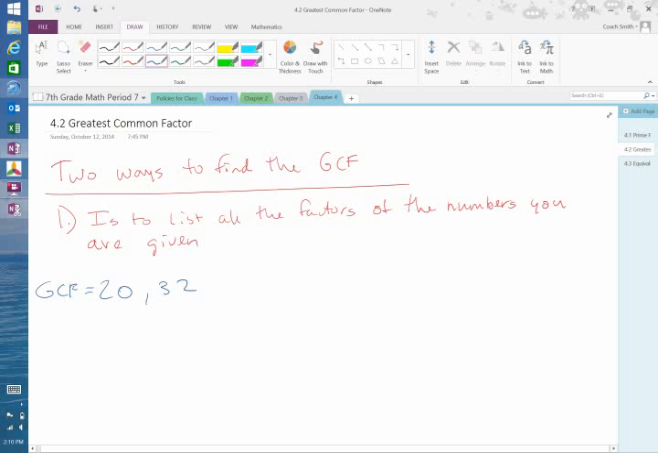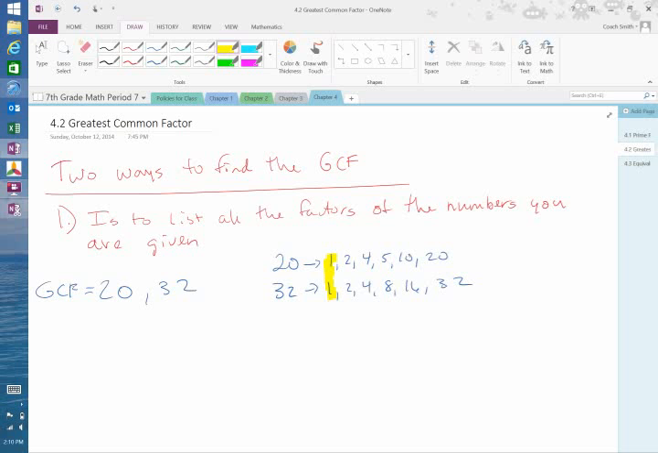Okay, so if we're doing it the first way, then you would just simply take 20: 1, 2, 4, 5, 10, 20, and you would take 32: 1, 2, 4, 8, 16, 32. Okay, and we would see which ones are the same. Obviously, every single number is going to have 1 as a factor. Okay, that's why we're looking for the greatest common factor.